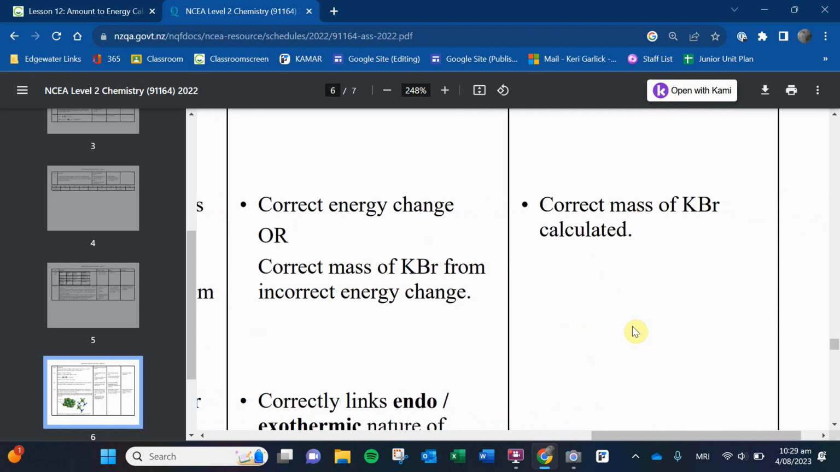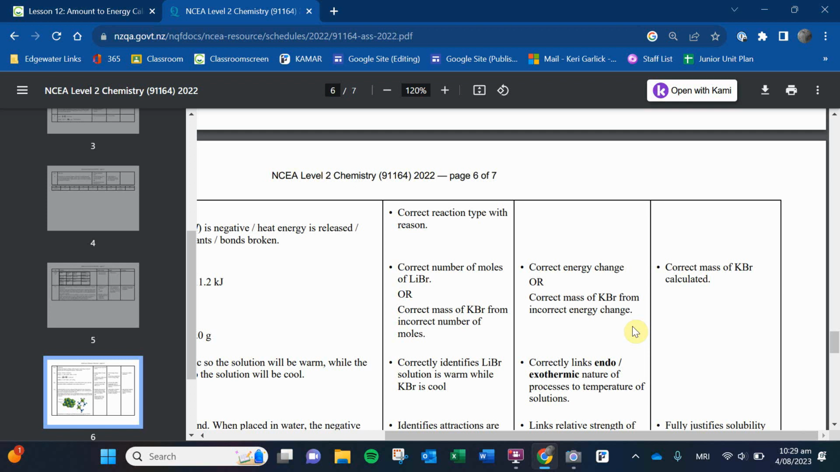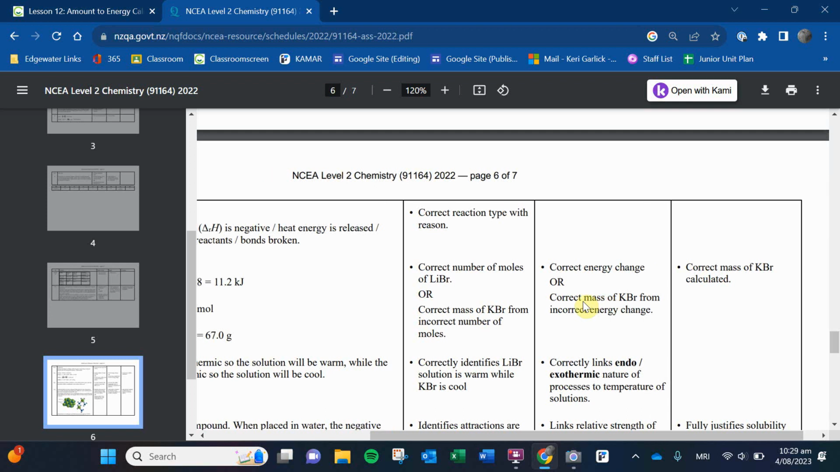And then for the excellence is the correct mass calculated. And in this case, they have nothing stated about significant figures or units, so that's really kind. I guess the reason why is because they've given you other things to distinguish between the merit and the excellence level student. But it's still good habit to make sure you have the significant figures and the units because it might be on the marking schedule. Just kind of depends.